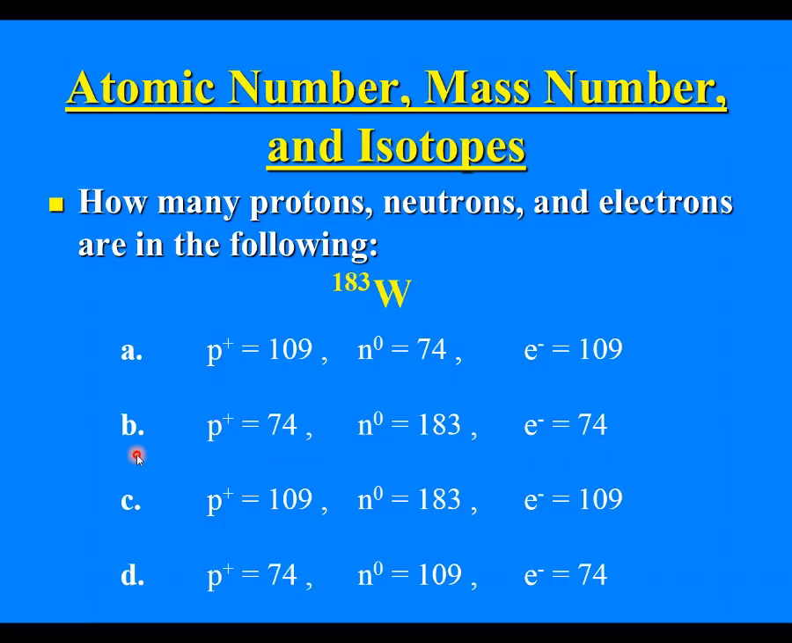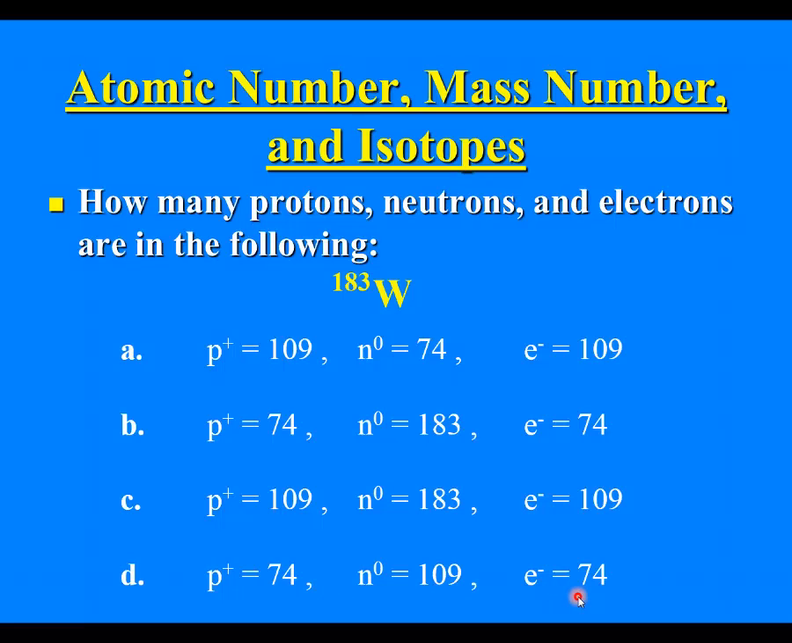Okay, so right now I'm seeing B and D fit the bill, but I have to decide how many neutrons here. If you chose B, you are confusing the mass number here with the number of neutrons, which is not true. The mass number is derived from the number of protons plus the number of neutrons. Since I had 74 protons, if I subtract 74 from 183, I'm going to get 109. So D is the best answer with 74 protons, 109 neutrons, and 74 electrons.